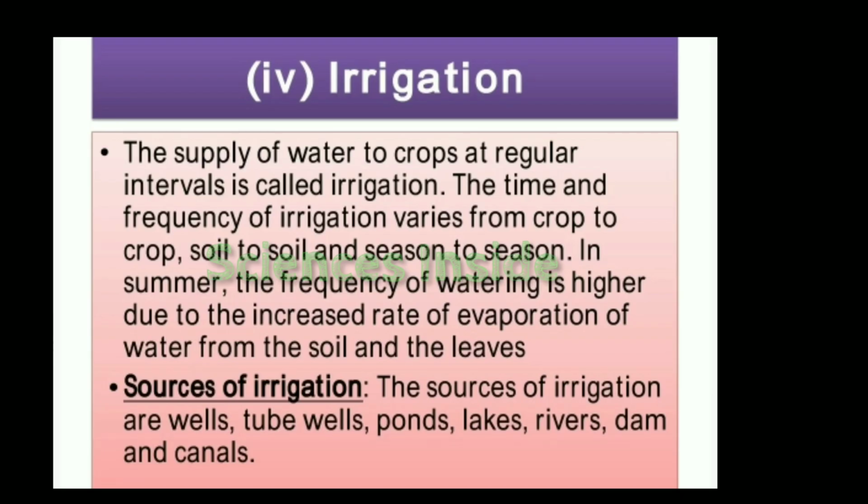Next is irrigation. Seeds do not germinate in the absence or scarcity of water. So the supply of water to the crops at regular intervals is called irrigation. The time and frequency of irrigation varies from crop to crop, soil to soil, and season to season. In summers, the frequency of water is higher due to the increased rate of evaporation of water from the soil and leaves. So there are various sources of irrigation like wells, tube wells, ponds, lakes, rivers, dams and canals. It can be rainfall also.